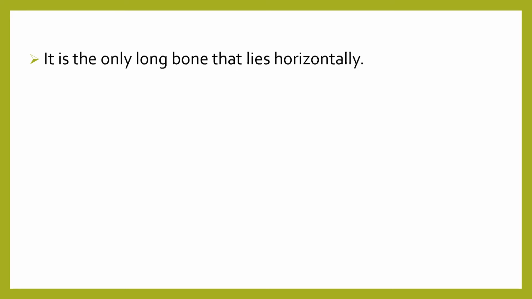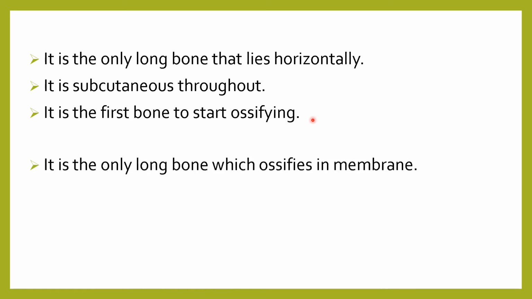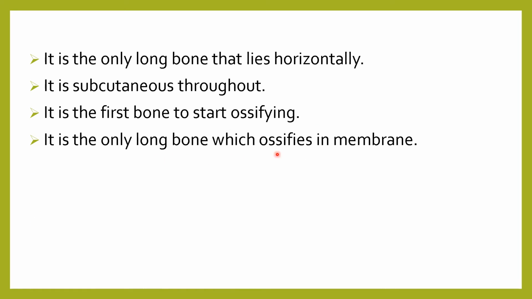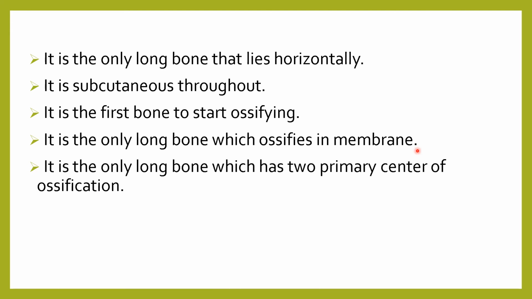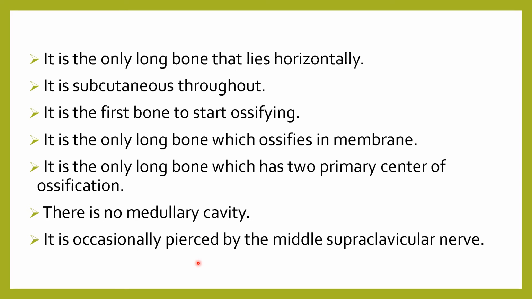What are the peculiarities of the clavicle? It is the only long bone which lies horizontally, which is the most important point you have to remember. It is subcutaneous throughout. It is the first bone to start ossifying. It is the only long bone which ossifies in membrane. It is the only long bone which has two primary centers of ossification. And there is no medullary cavity. It is occasionally pierced by the middle supraclavicular nerve.